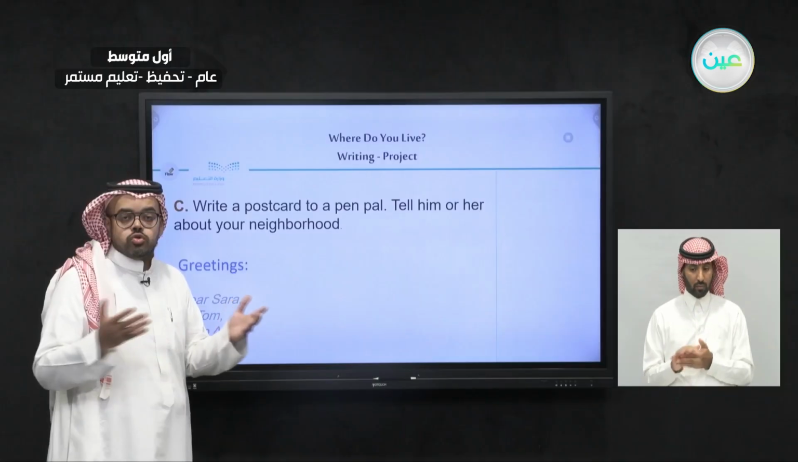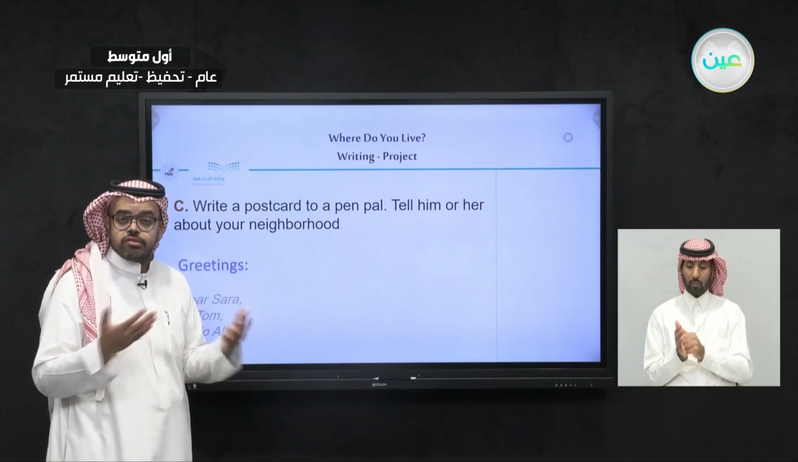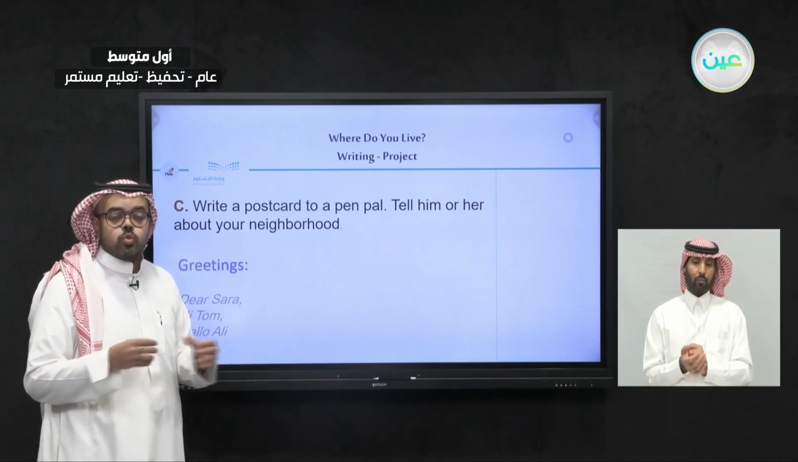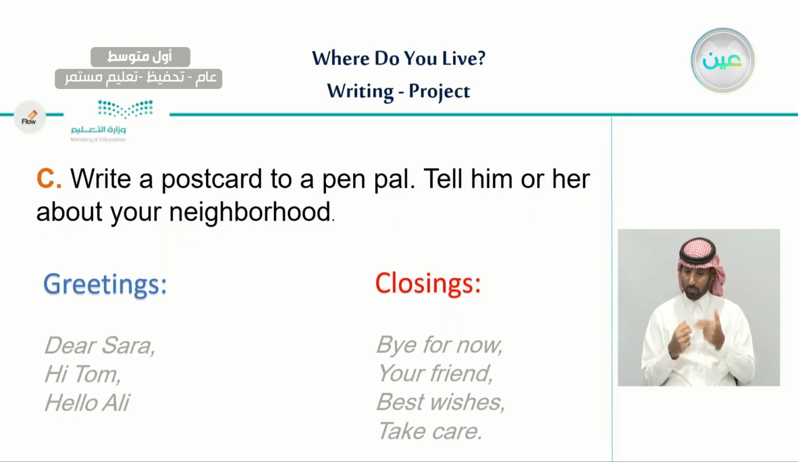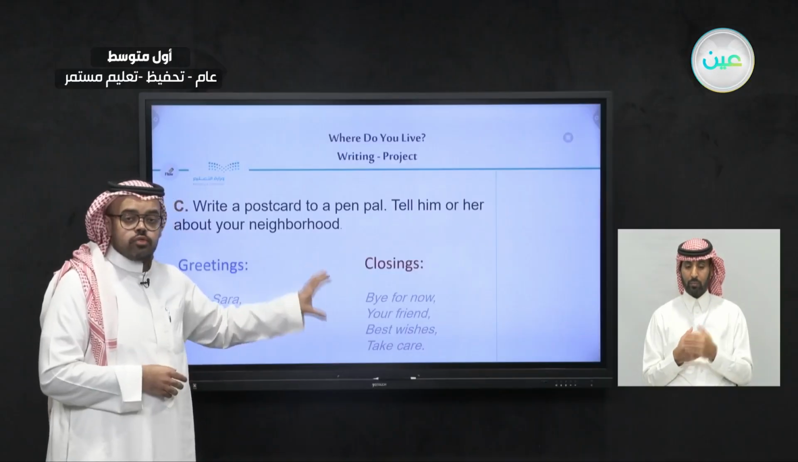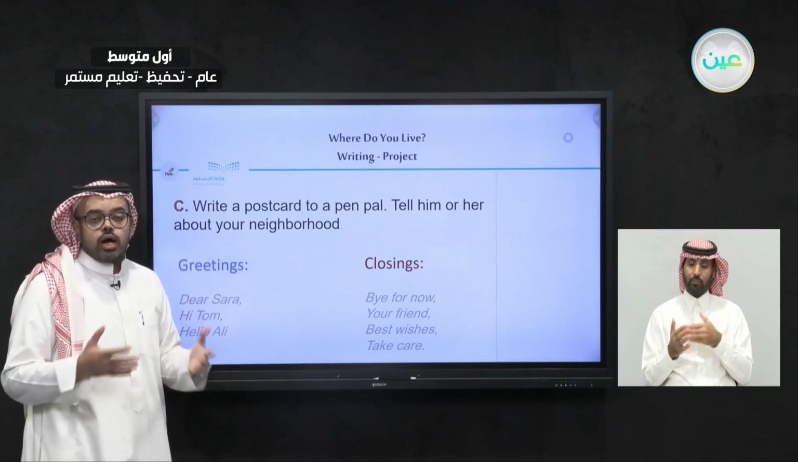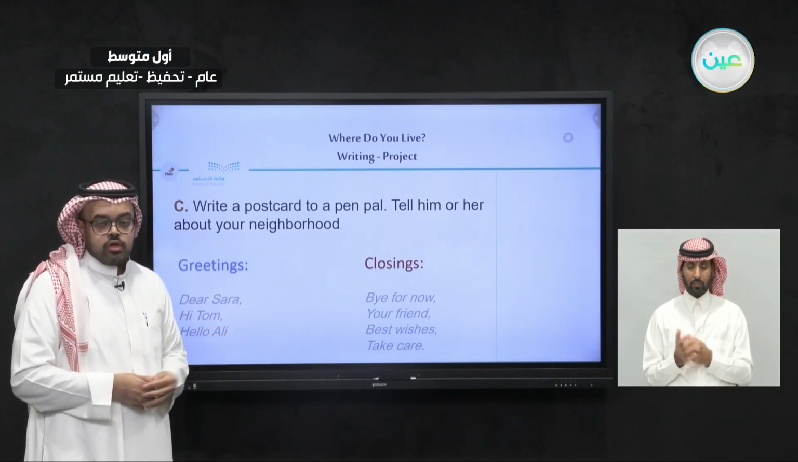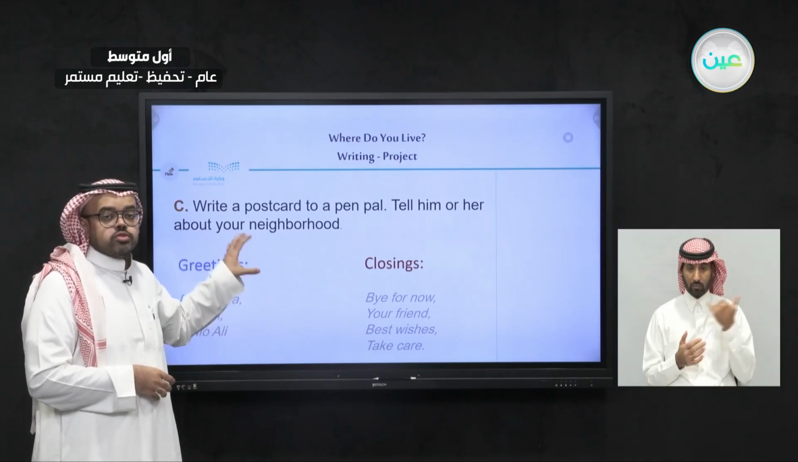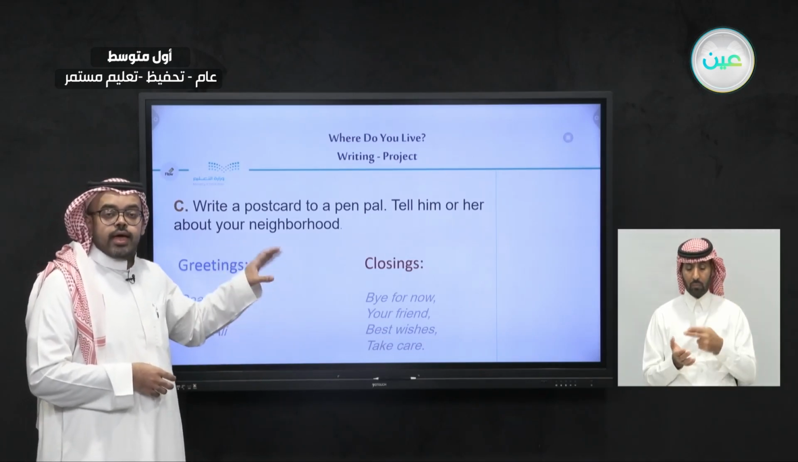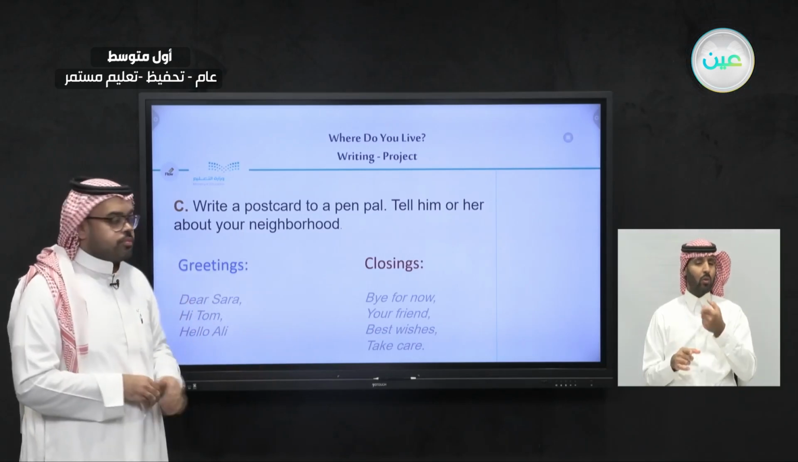After this, you talk about your neighborhood, the places that it has. After this, when you want to close, use closings. You may say, bye for now, or you might write, your friend, best wishes, take care. These are examples of how to close an email or a letter. So it's very important that you try to write to a pen pal and tell him about your neighborhood.